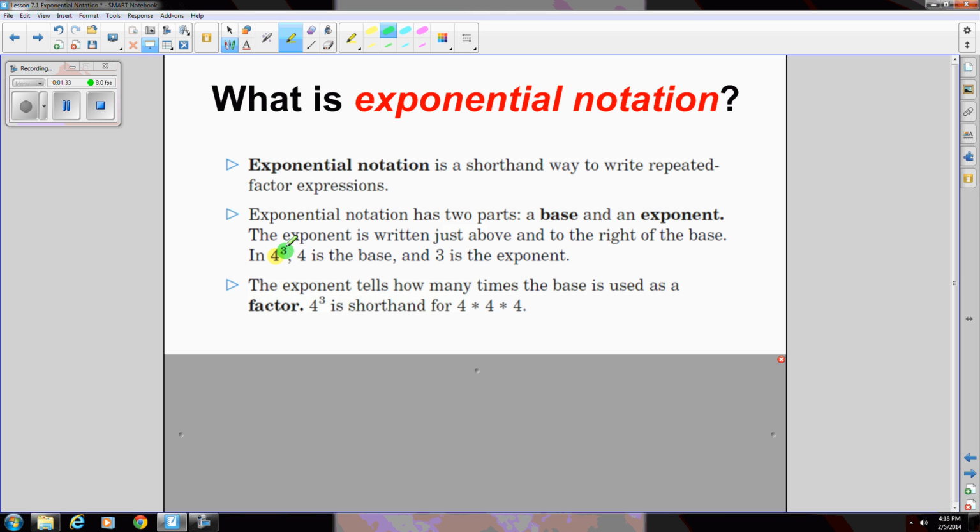All right, so the exponent tells how many times the base is used as a factor. 4 to the third is really just the shorthand way of writing 4 times 4 times 4. We have them 3 times. The exponent tells how many of them you'll need. So 4 times 4 times 4.